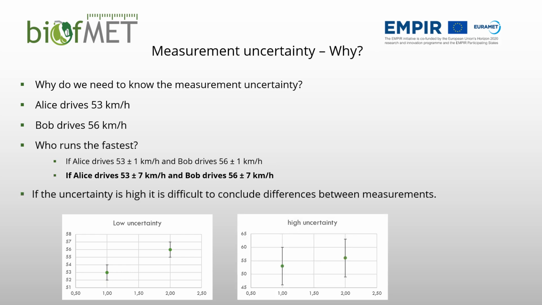In the second case, our measurement uncertainty is plus minus 7 kilometers per hour. We plot again the measurements in the diagram. Now the situation is more difficult. Taking into account the uncertainty, there's a good probability that Alice is actually fastest. We see that it is difficult to conclude differences between measurements, and there's a risk that we make the wrong conclusions or decisions.